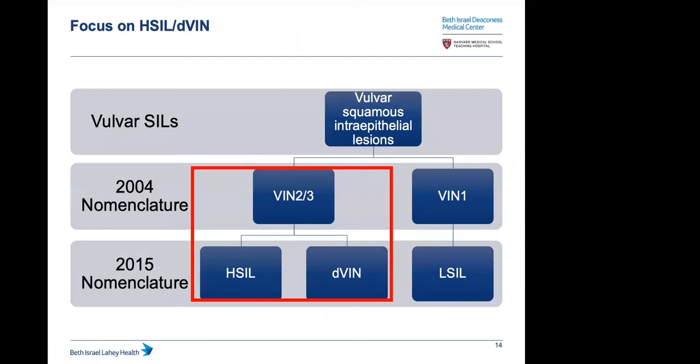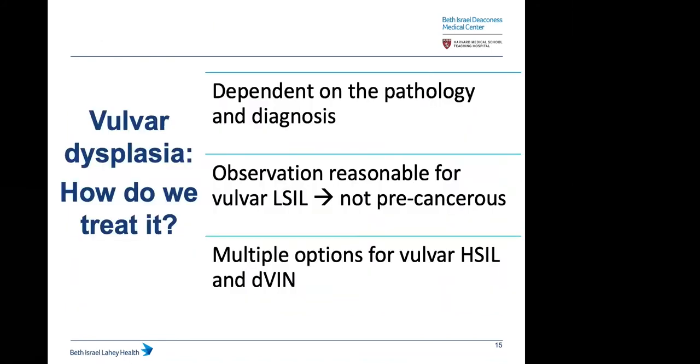For the purposes of this talk, just for the sake of time, I'm going to focus a lot of our discussion in terms of treatment and management on the high-grade dysplasias and D-VIN, because again, while we care about VIN-1 or L-cell, these are not things that we absolutely need to treat because they are not precancerous. And so how do we treat? It again depends on the pathology and diagnosis. For L-cell, it's reasonable to observe these patients unless they're symptomatic or they have bulky disease. And then there are three options for vulvar H-cell, and really just one option for D-VIN, and we'll talk about that.